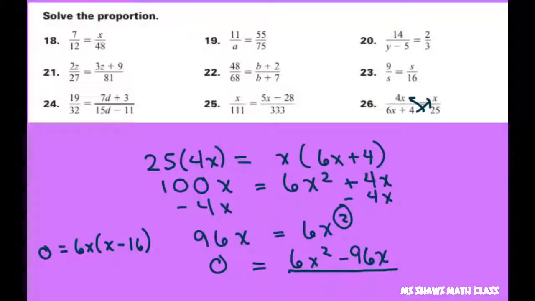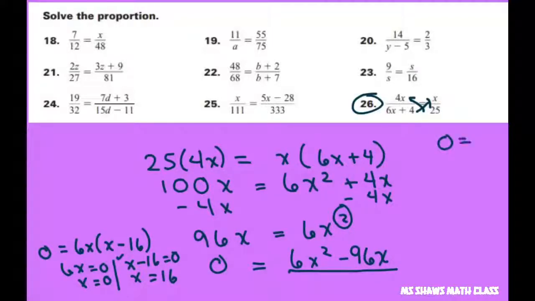So we have two solutions. We set 6x equal to 0 and x minus 16 equals 0. Clearly for this one, x is just 0. And for this one here, we get x equals 16. They both work. If we plug in 0 for 26, we'll get 0 equals 0, because we have 0 over 4, 0 over 25, and that's just 0 equals 0, because these two ratios are 0. And also, if you plug in 16, it will work as well.